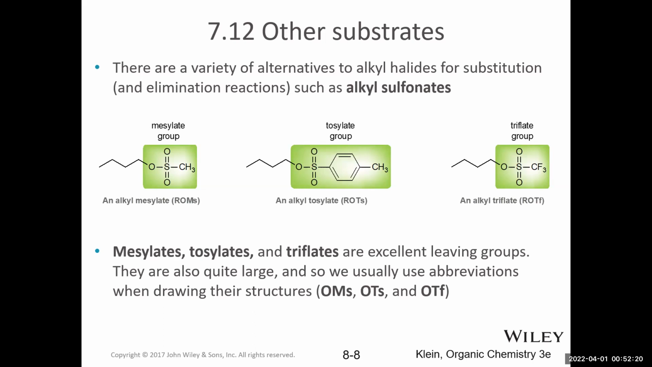Okay, and so we often abbreviate these because it's quite time consuming to draw all of this out. So you'll often see this part abbreviated as the R group, O, and then either Ms, Ts, or Tf, depending on if you're talking about the mesylate, tosylate, or triflate group. But when you see OMs, OTs, or OTf, what I want you to think is that's a great leaving group, and this will be a great substrate for an SN2 reaction and some other reactions that we'll talk about in the future.